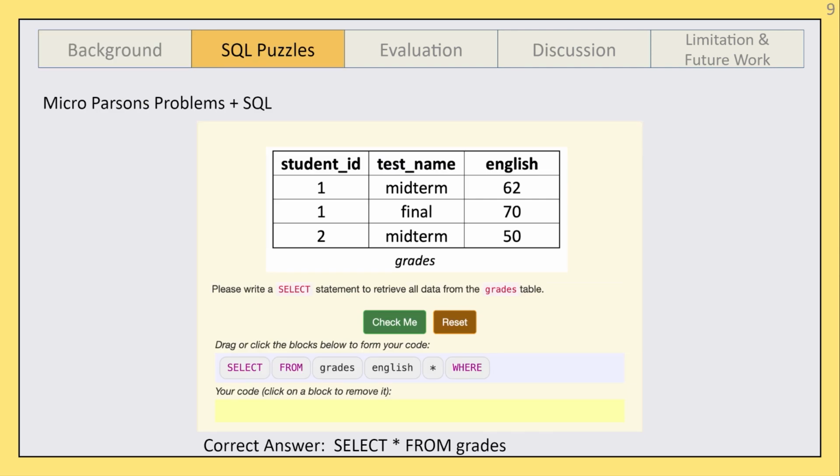This is an example of micro-Parsons problems in SQL. It starts with a problem statement, which includes any description of the problem, such as screenshots of the table and the problem requirements. It follows with an input area, which provides the learners with a variety of blocks that are part of the solution but in mixed-up order. To answer the questions, learners can drag or click on the blocks to add them into the input area. After they're done, they can click the Check Me button to see the feedback for their answer.